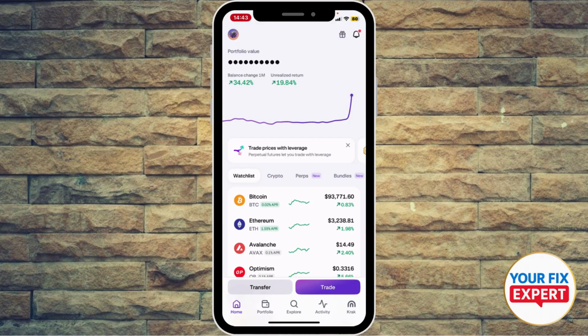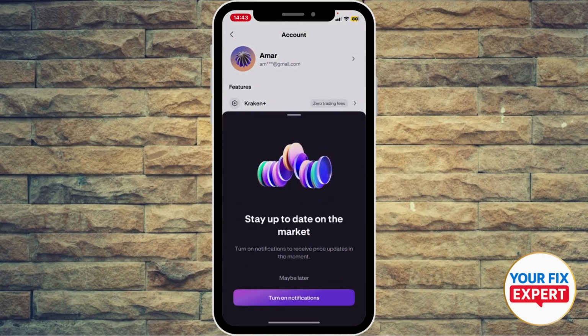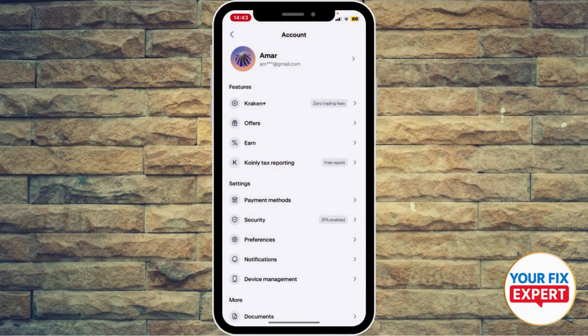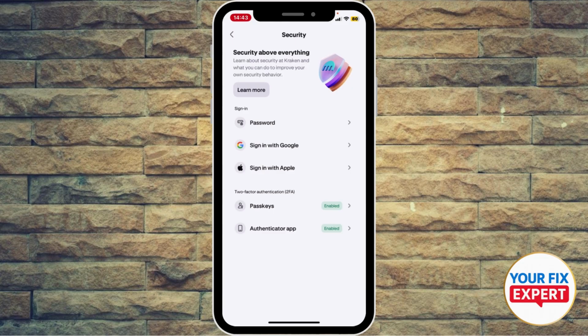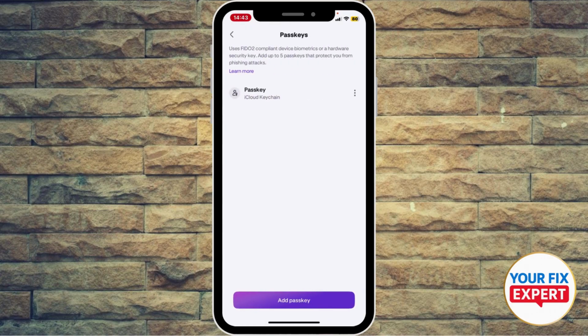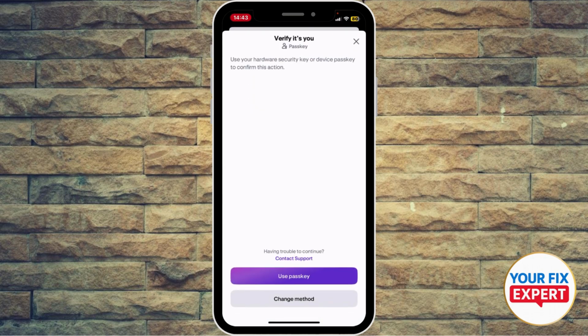What you're gonna do next, enable 2FA. So hit your avatar icon at the top left, and hit security. And you're gonna find the two-factor authentication option. You have two options: passkeys via facial recognition or fingerprint, or an authenticator app. In my case, I'm using a passkey. So what you're gonna do, just add a passkey, and confirm that you want to use a passkey.